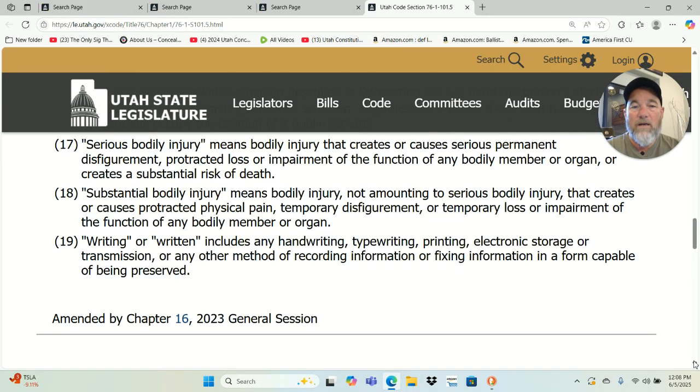Serious bodily injury means any bodily injury that creates or causes serious permanent disfigurement, protracted loss, or impairment of the function of any bodily member or organ, or creates a substantial risk of death. So serious bodily injury, force that is intended or likely to cause serious bodily injury or death, would be one of those that would be justification to use deadly force when you have an immediate unlawful threat of serious bodily injury or death.